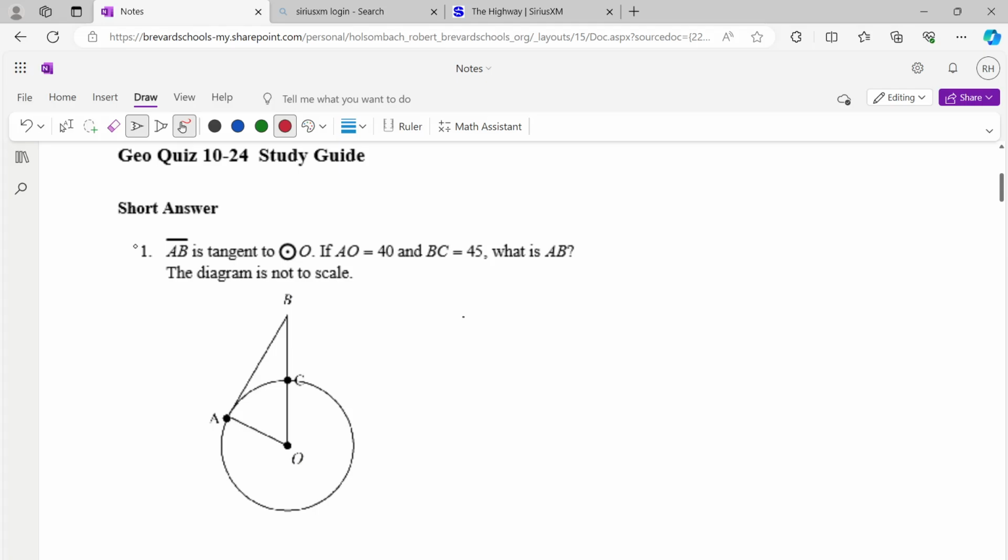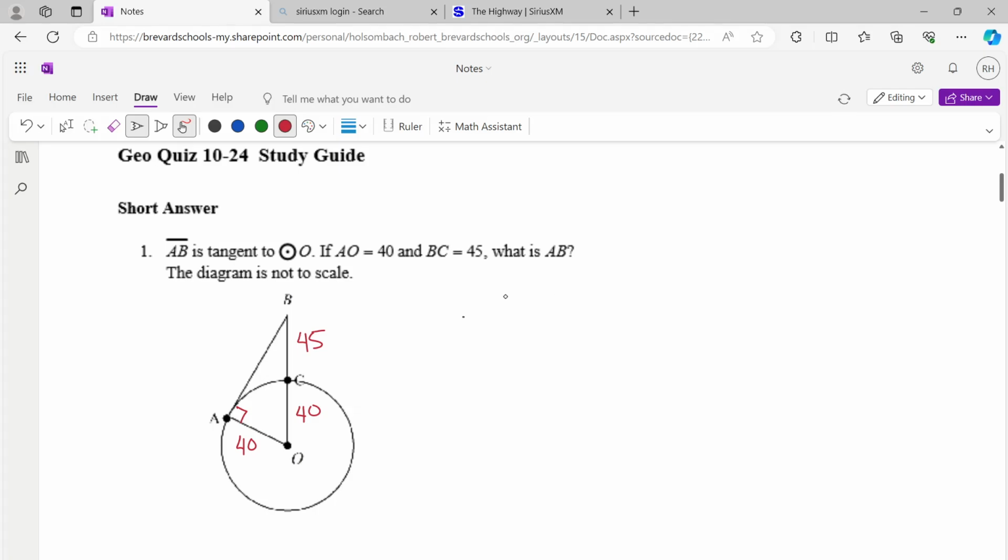And problem number 1, AB is tangent to circle O. So that means we have a 90-degree angle. A to O is 40. B to C is 45. What is A to B? So we need this leg of the right triangle. So if BC is 45, then C to O is 40 because it's a radius.